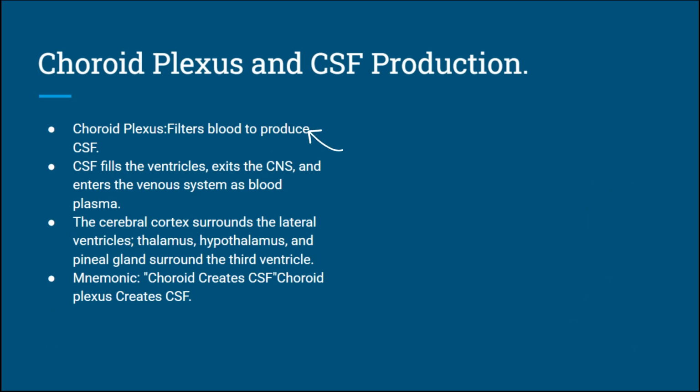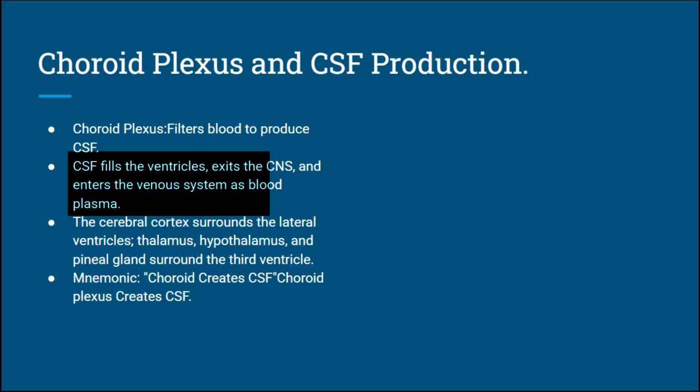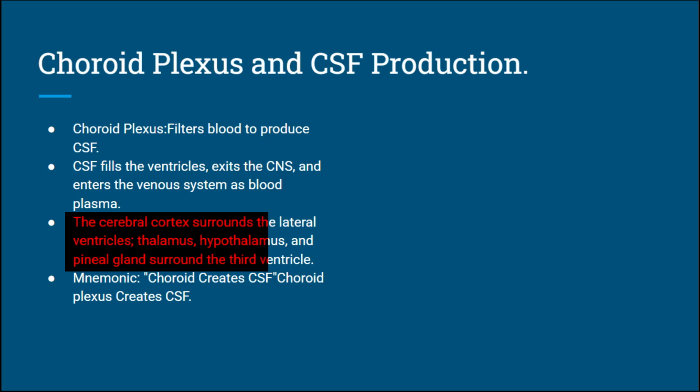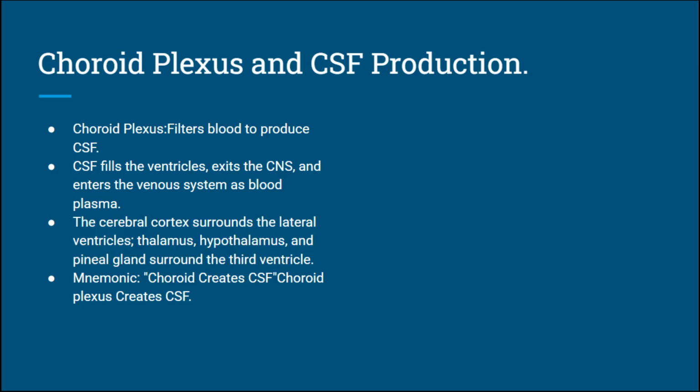It filters blood to make CSF, which fills the ventricles, flows through the system, and eventually exits the central nervous system to join the venous system as blood plasma. The cerebral cortex surrounds the lateral ventricles, while the thalamus, hypothalamus, and pineal gland surround the third ventricle. My mnemonic is choroid creates CSF.